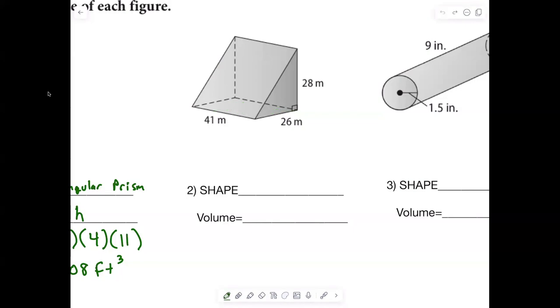So when I'm looking at this right here, this is a triangle. Does everybody agree? And that triangle is the same as this triangle over here. Does everybody agree? That's why it's called a triangular prism.